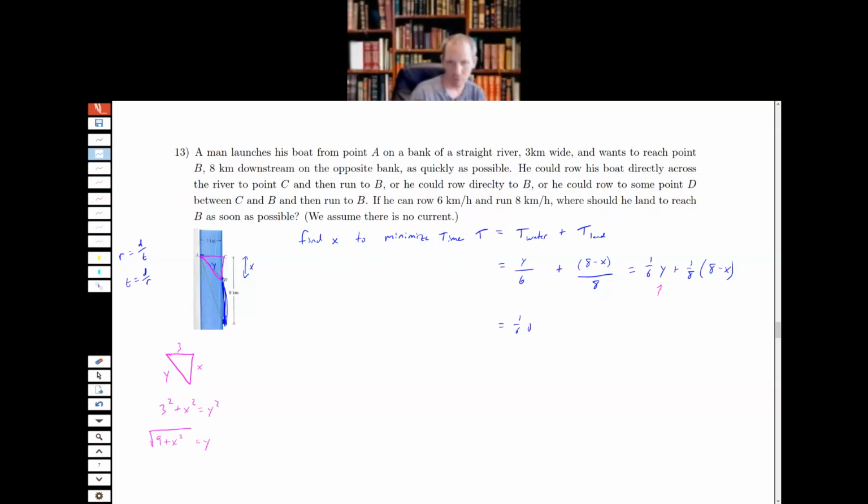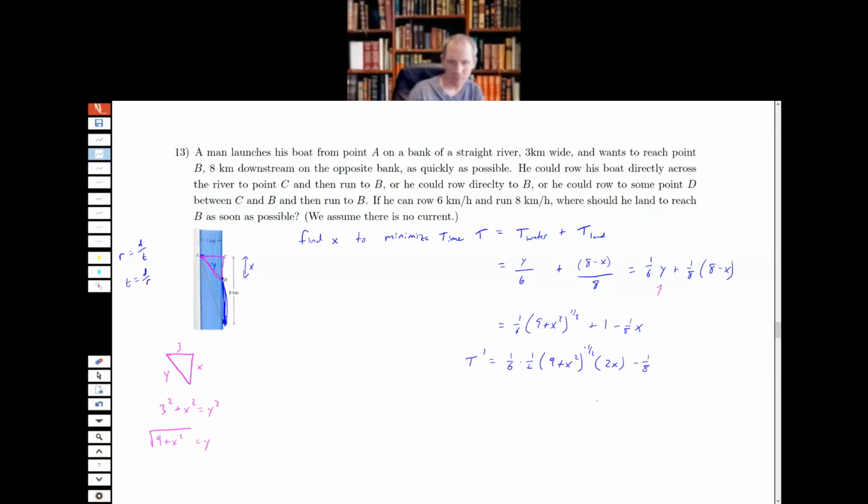So I have 1/6. Instead of writing it as a square root, I'm going to write this as a half power. So 9 plus x squared to the half power plus, if I distribute this eighth, I'll get 1 minus 1/8 x. And we're ready to take a derivative now. So t prime is 1/6 times 1/2, 9 plus x squared to the negative half times 2x using the chain rule. The derivative of 1 is 0, and the derivative of negative 1/8 x is minus 1/8. Okay, so that's our derivative t prime.